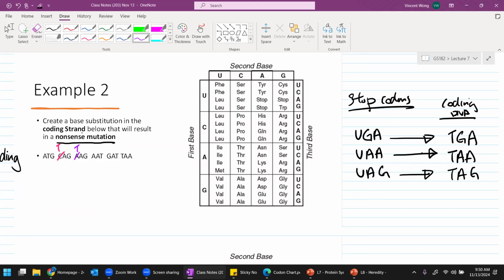All right. Question? Okay. So the last one is TAA, which is already a stop codon, right? So we're not going to change the last one because it's stop. Even if you change it and it becomes stop again, that's not going to have any effect, because you would have stopped there anyways.